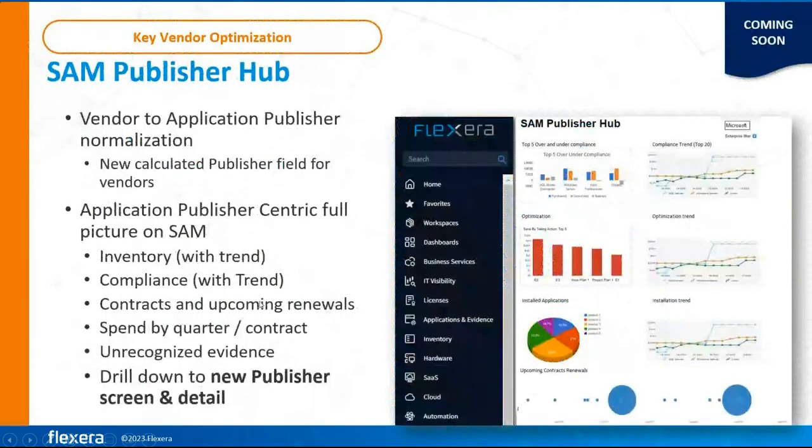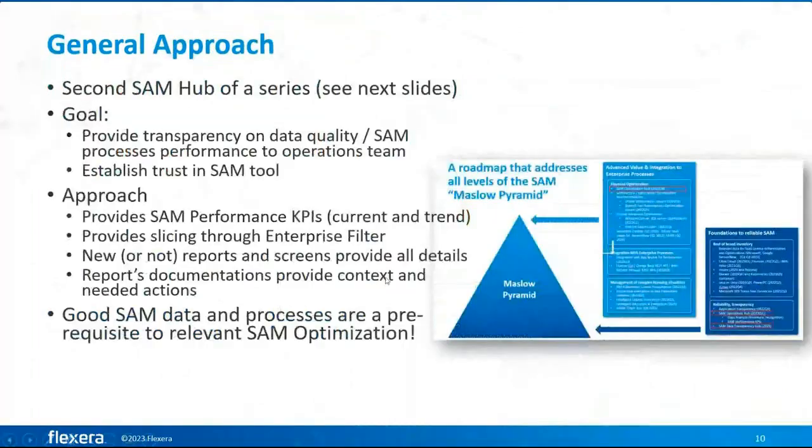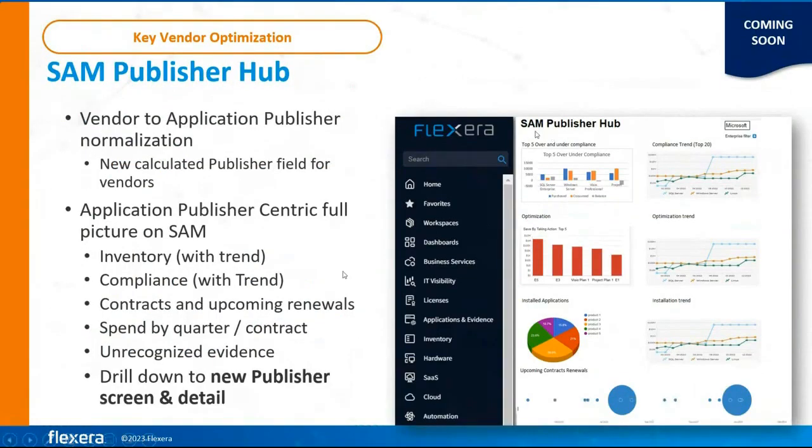Let's move on. Before I do a demo, the last hub was the SAM optimization hub. This hub provides the vendor-centric view. It provides the KPIs and trends. And the next one will be the SAM Publisher hub, sort of a preview. It will be delivered across Q2 and Q3. So in the next 6 months, I would say.